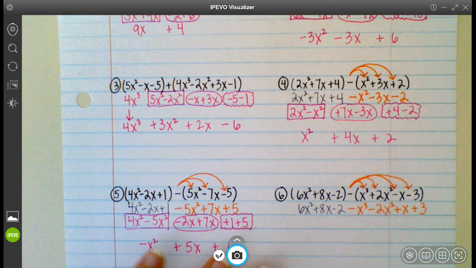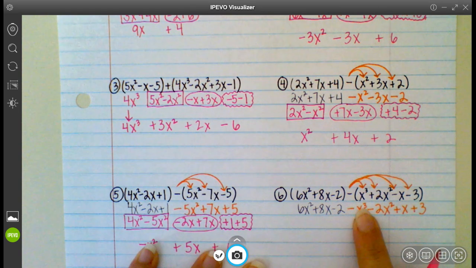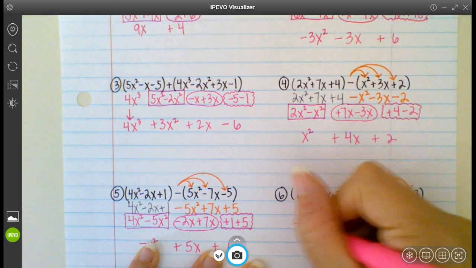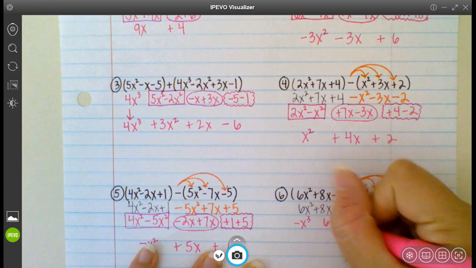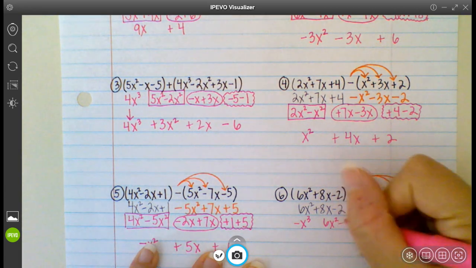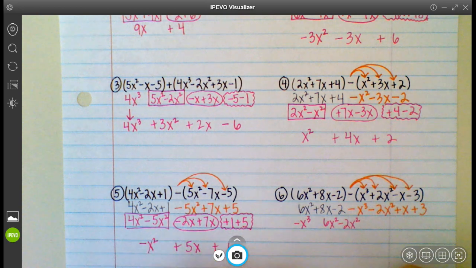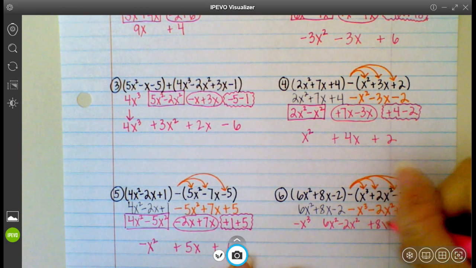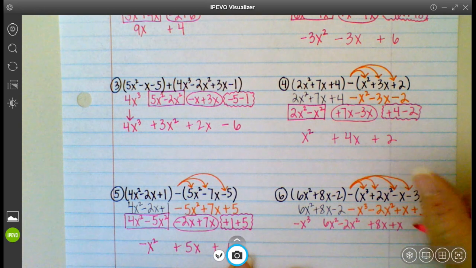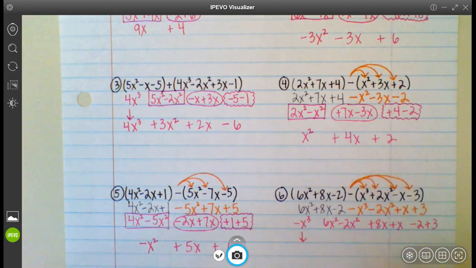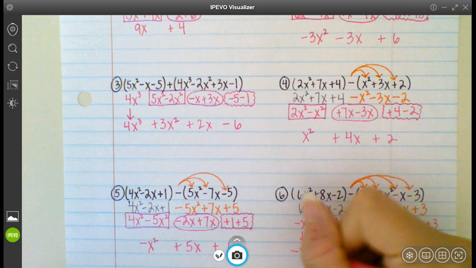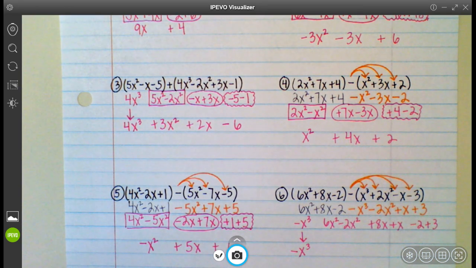So taking a look, we have a negative x cubed is our highest power, so we're going to put him in front. Our next biggest power is x squared, so we're going to use that 6x squared. We have a minus 2x squared. We see a positive 8x and a positive x, a negative 2 and a positive 3. So notice our negative x cubed is a lone soldier. Nobody combines with him. So we're going to keep it. Keep him along for the ride.